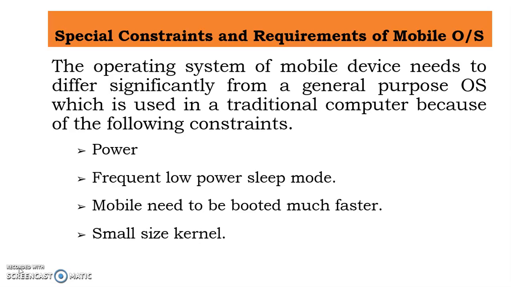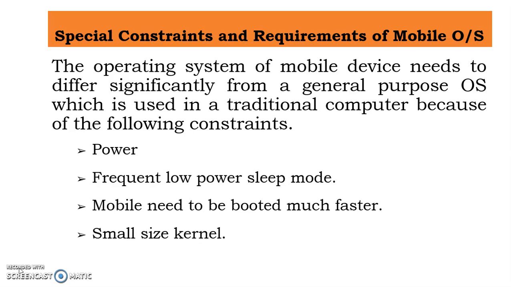Next topic, let us see what are the special constraints and requirements of mobile applications. First thing, we can understand the operating system of a mobile device needs to differ significantly from a general purpose operating system, which is used in a traditional computer, because of the following constraints. Okay, this mobile operating system traditionally differs from other operating systems. It needs to make the device enter into low power sleep mode as soon as possible.